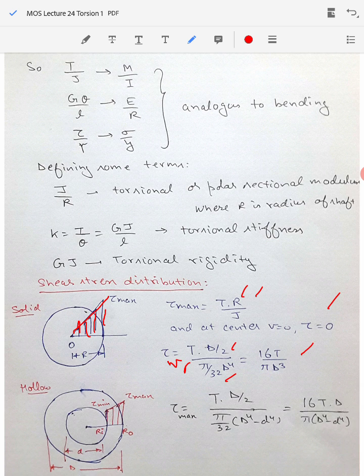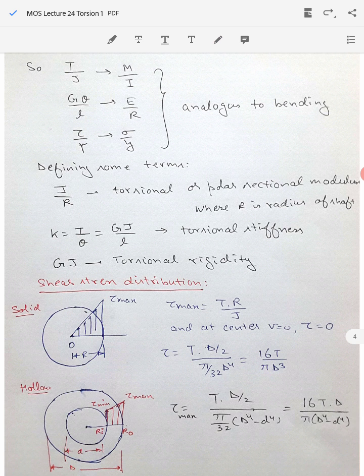From this you calculate the value of tau as 16 times T divided by pi d cube, where d is the diameter of the shaft and T is the applied torque. So using this relation you can find the shear stress value, or the maximum shear stress value, which is occurring at the surface of the shaft.